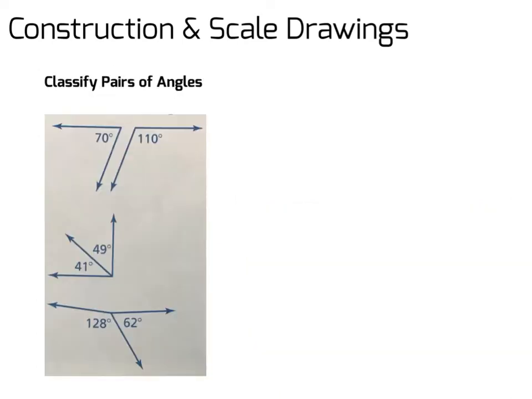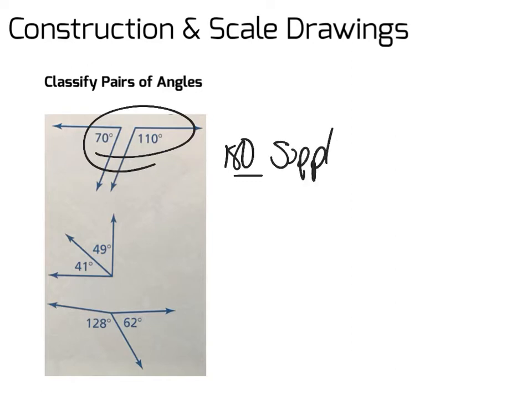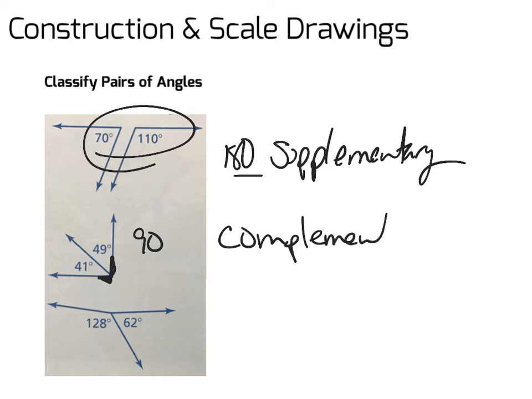So the first part is going to be classifying the angles. Looking at angles, what do they actually classify as? So these two angles right here, 70 plus 110 is 180. 180 means that they are supplementary angles. So 41 and 49, I can see right here that they equal a 90-degree angle. If I want to double check that, I can add them, and I get 90. So these are complementary angles.